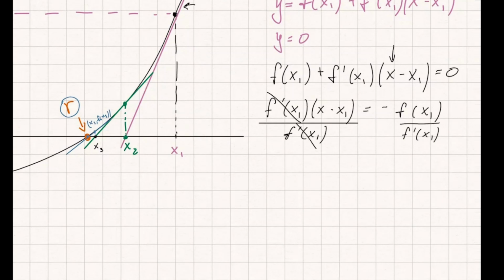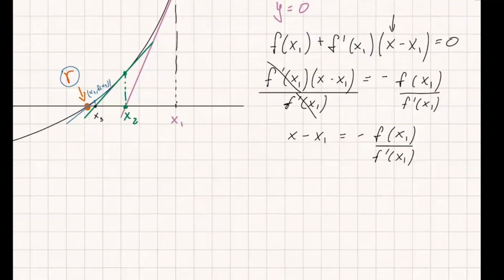So these are gone, and I have x minus x1 is equal to negative f of x1 over f prime of x1. And now I just need to move this x1 to the other side, and I have x is equal to x1 minus f of x1 over f prime of x1. Okay, and we said that this is going to be our next iteration. This is going to be my x2.